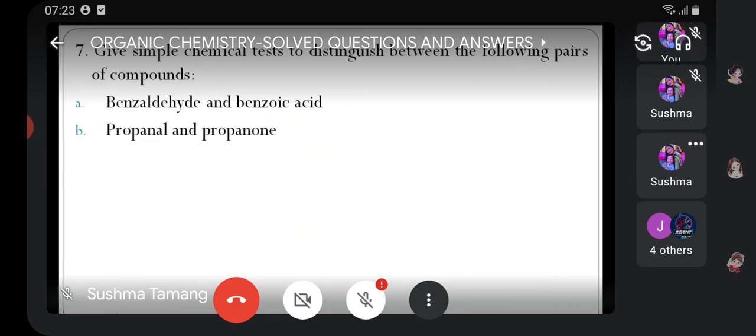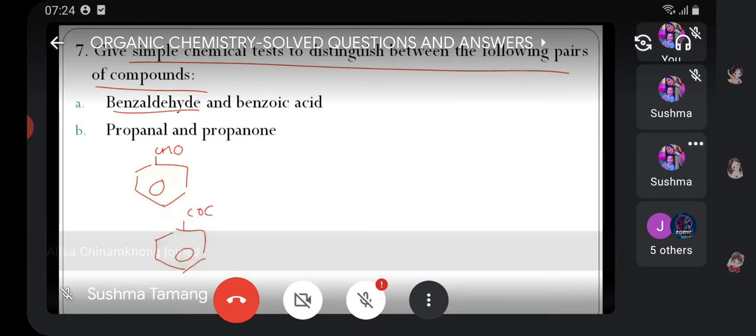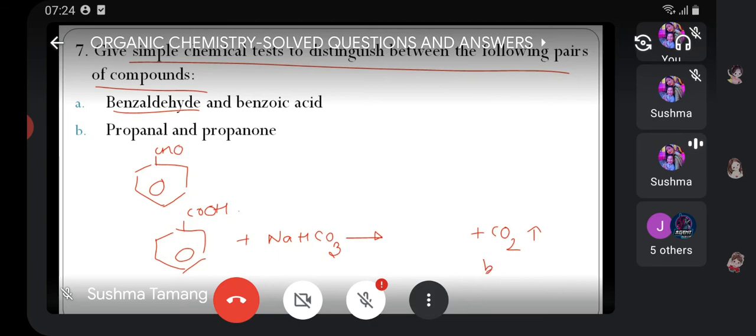Now next, give simple chemical test to distinguish between the following pairs. So यो तिमीहरुलाई गर्नु पनि आउँछ. Distinguish. So now you have benzaldehyde and you have benzoic acid. Benzaldehyde, benzoic acid. Either you can do test for aldehyde or you can do test for carboxylic acid. Okay. Now, so to test for carboxylic acid is very easy. So that is sodium bicarbonate test. So sodium bicarbonate test गर्दियो. Very simple. What you are going to get here is carbon dioxide, brisk effervescence पाउँछ.